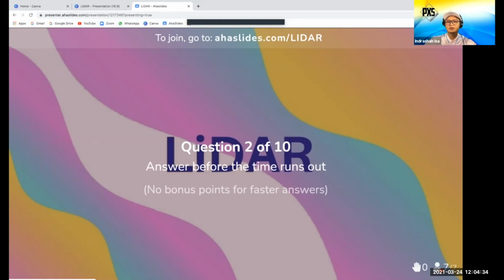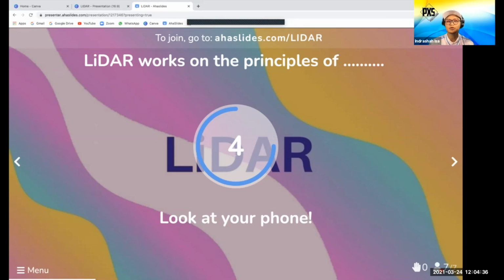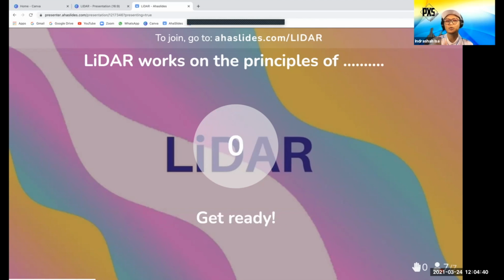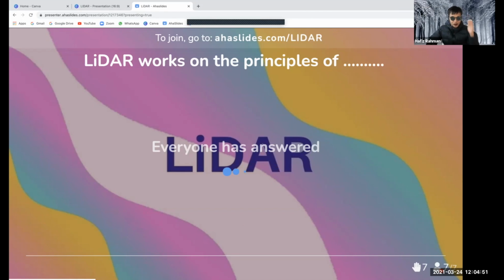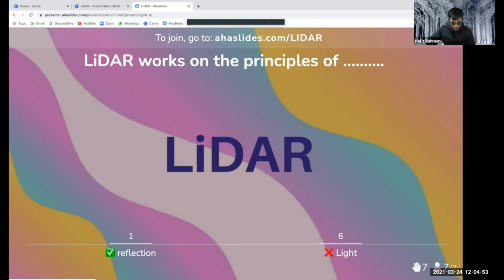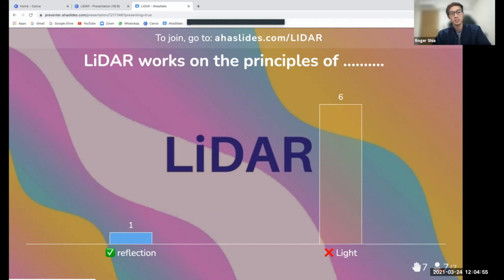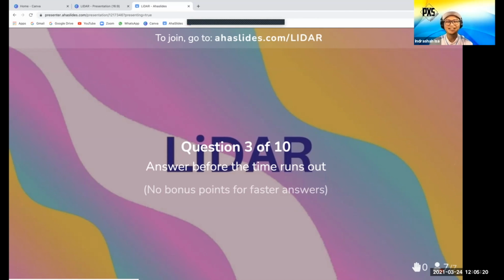Next. Number 2. LiDAR works on the principle of what? Just one word. How does the technology work? It works on the principle of? One word. Just one word. Light. Reflection.